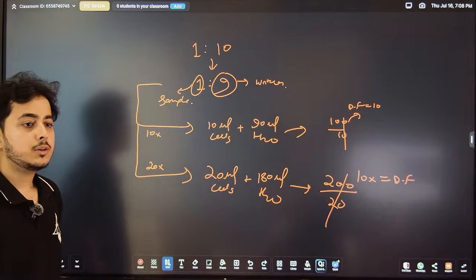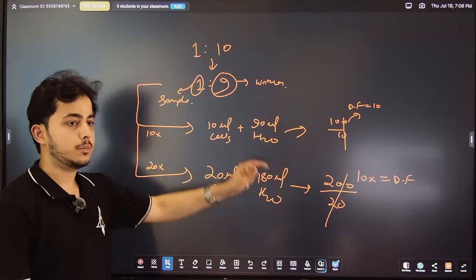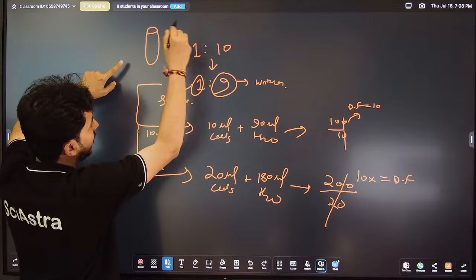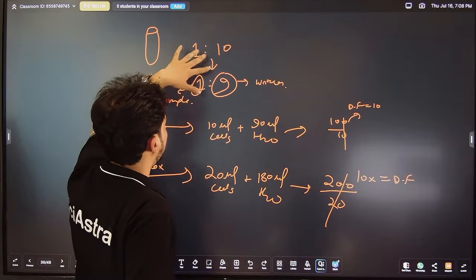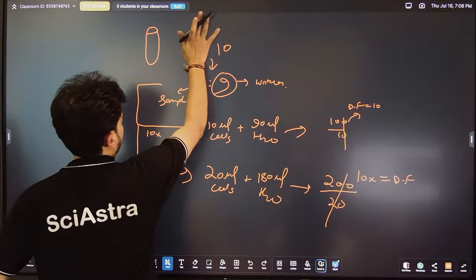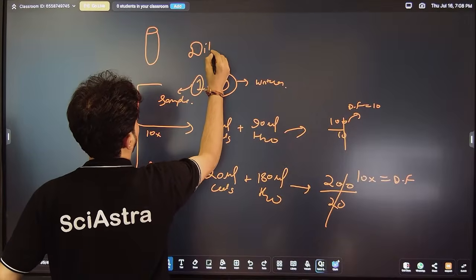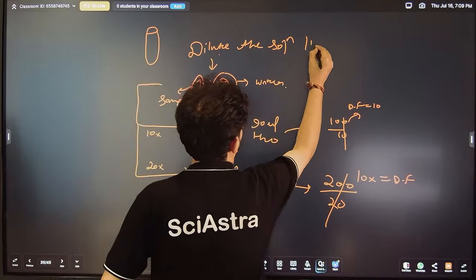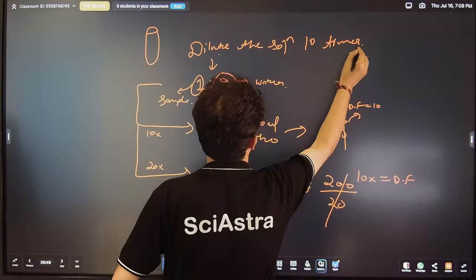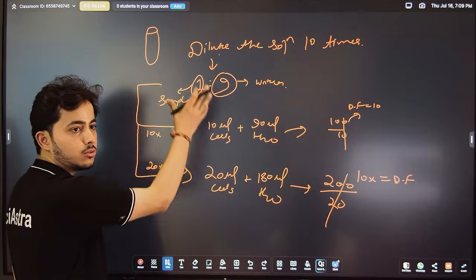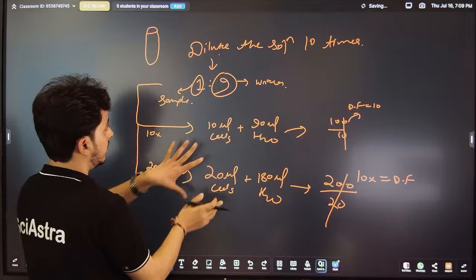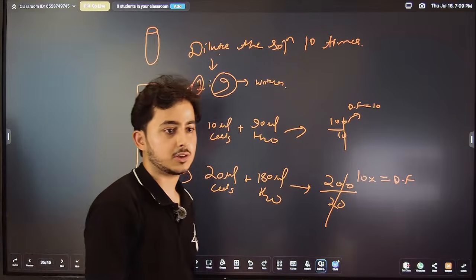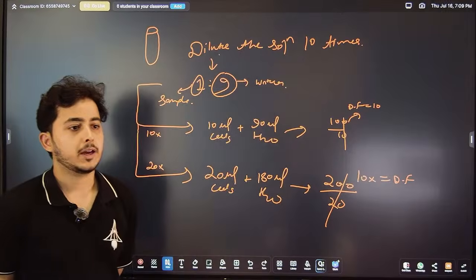Is this part clear to everyone? How you can make different dilutions? So let's say you had one solution and I asked you to dilute it 10 times. So if you have to dilute the solution 10 times, this is the flow you should understand, that you can simply carry out this approach and arrive at the answer. Is it clear to everyone? Any doubt?